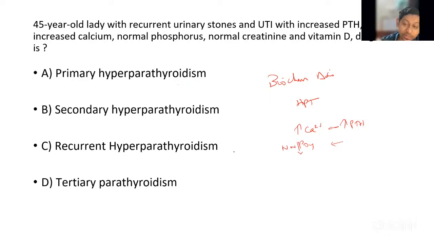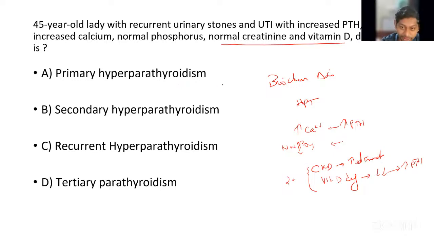So what are the secondary causes of hyperparathyroidism? One of them is chronic kidney disease, so you can have an elevated creatinine. The other is vitamin D deficiency. When you have vitamin D deficiency, that causes a secondary increase in PTH. So these are causes of secondary hyperparathyroidism. If you look at this scenario, you have a normal creatinine and normal vitamin D, so secondary hyperparathyroidism is ruled out.